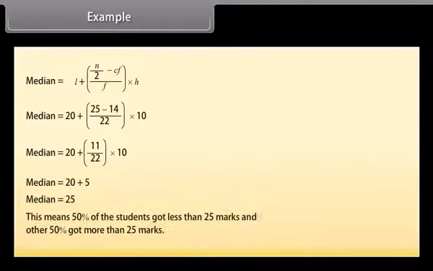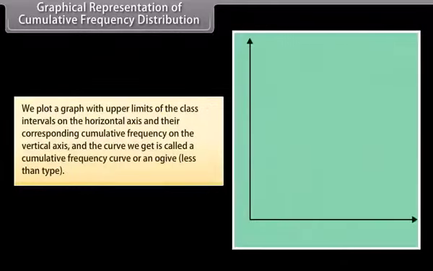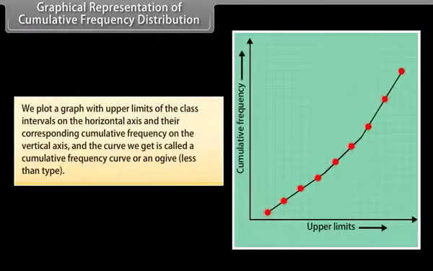This means 50% of the students got less than 25 marks and the other 50% got more than 25 marks. Graphical representation of cumulative frequency distribution. In this, we plot a graph with upper limits of the class intervals on the horizontal axis and their corresponding cumulative frequency on the vertical axis. And the curve we get is called a cumulative frequency curve or an ogive of less than type.